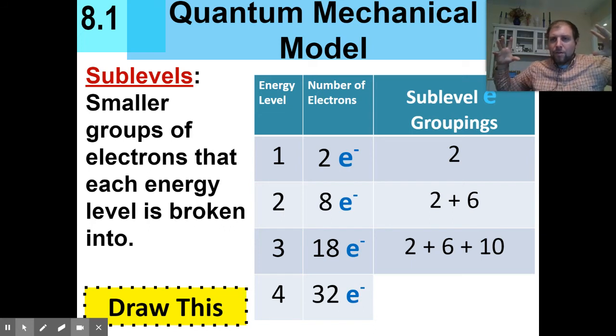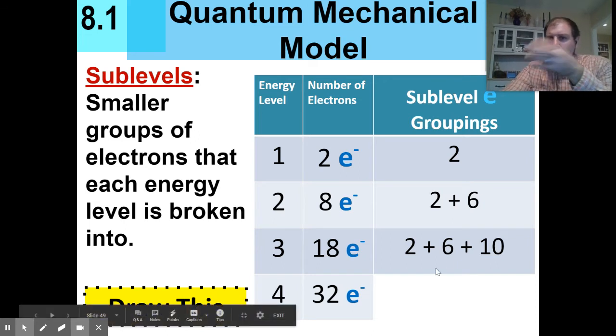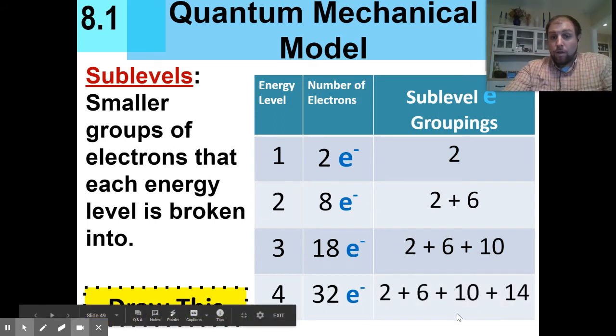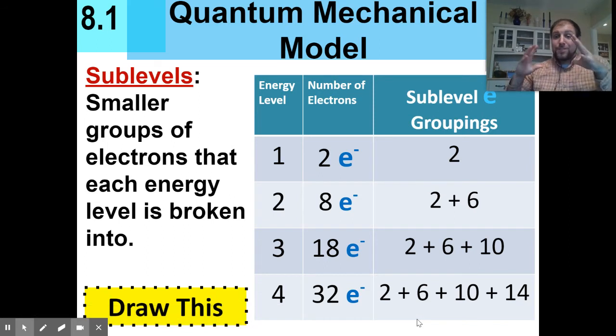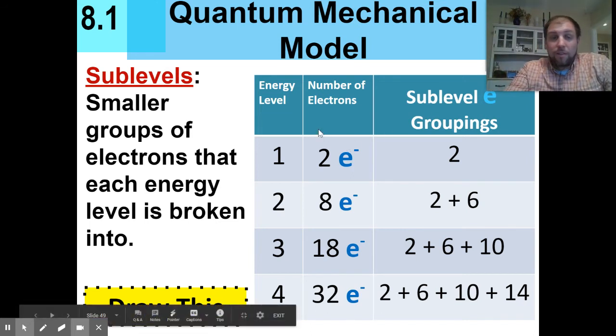We not only have smaller size clouds, we have progressively bigger electron groupings because there's more space the farther out we get from the nucleus. Okay? And then the fourth energy level holds 32 total electrons, a group of 2, a group of 6, a group of 10, and a group of 14. All right? In this big, complicated looking cluster of electron clouds, these different sublevels.